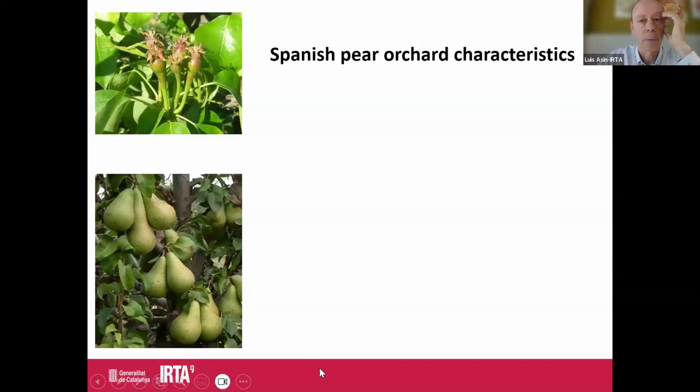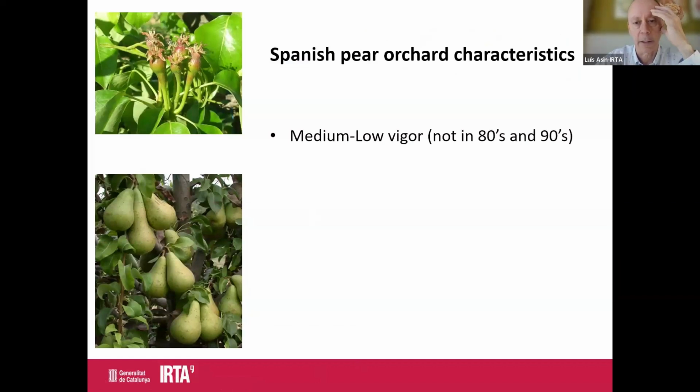In this case, the characteristic of our Spanish pear orchards is that we are thinking of medium-low vigor, a different situation from the 80s or 90s, when Blanquilla was the main cultivar. It's not the situation now, because Williams and Conference are not really vigorous in comparison with the other cultivars. Our soil is a calcareous soil. Consequently, we have to apply iron chelate year by year. If not, we have no option.